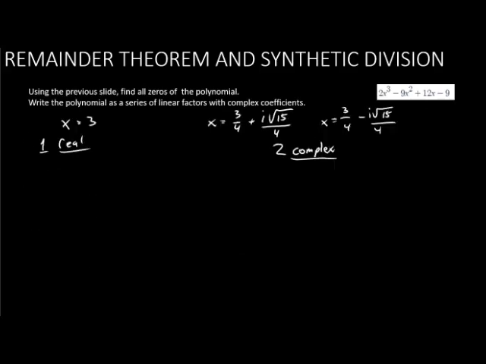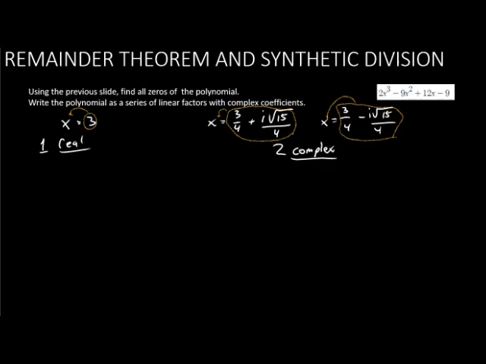Now let's review our solutions. In the previous video, we found that x equals 3 is one of the roots of our polynomial. And in this video, we found our two complex roots. Therefore, we have one real root, which is positive, and two complex roots. Now to write the polynomial as a series of linear factors, we will take each of the terms from the right, move it to the other side, and change all of the signs. We will do that for our real and complex roots.